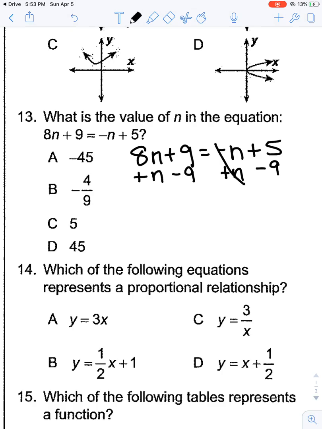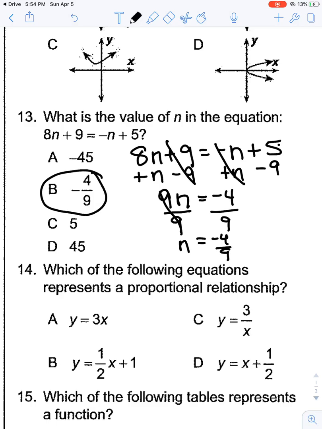All right, so getting rid of that and getting rid of that, that means I'm going to have 9n equals, now 5 minus 9 is negative 4. So 9n equals negative 4. Now I've got to get rid of this 9 that's been multiplied by n by dividing by 9. Whatever I do to one side, I do to the other. That's going to give me n equals negative 4/9. So our answer is B.